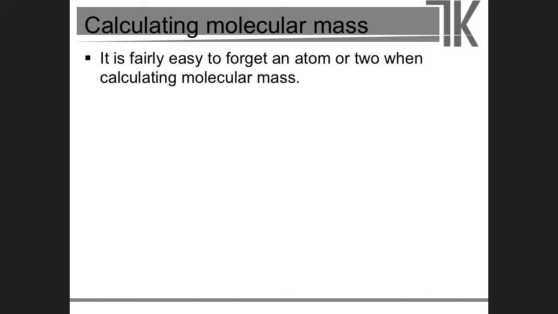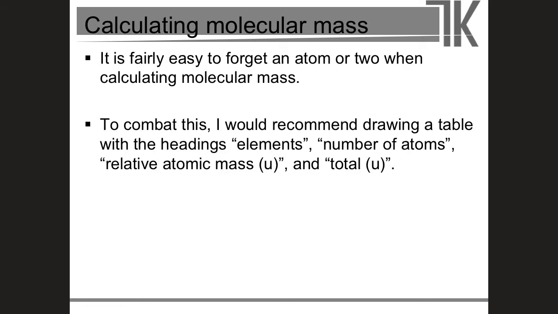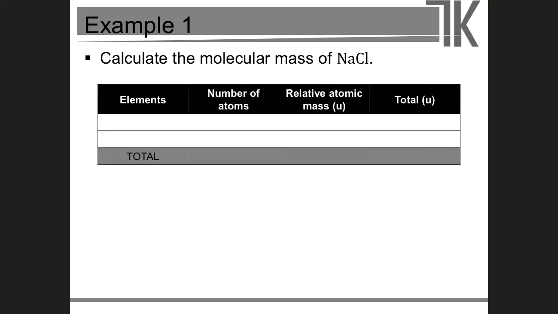Now, I find it's fairly easy to forget an atom or two when you're calculating a molecular mass. So I would recommend drawing a table with the headings elements, number of atoms, relative atomic mass, and total. So to give you an example, if they asked you to calculate the molecular mass of sodium chloride, you'd want to put sodium and chlorine as our elements. There is 1 sodium and 1 chlorine. And the relative atomic mass of sodium is 23.0.